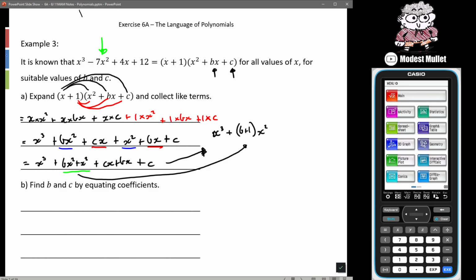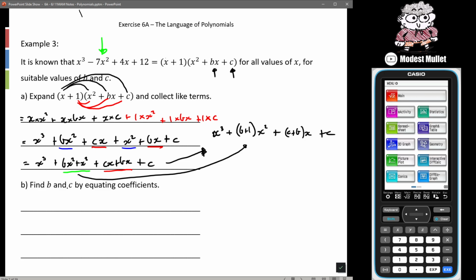And we can do the same thing for this cx plus bx. I can take x out as the common factor. The only thing is I'm taking the common factor out and actually putting it at the end instead of the front. So if I take x out of cx, well, I get c. I take x out of bx, I get plus b. And then I just get a plus c on the end. So that's those brackets expanded.